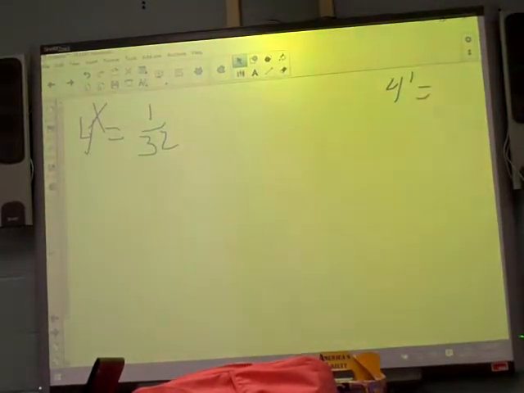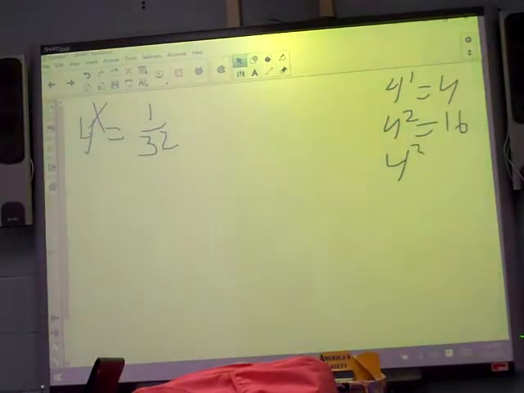We know 4 to the first is 4, so that would work on the first one. 4 squared is 16. 4 cubed is 64. I didn't get a 32 in there. Okay, so good idea. I like it. But we got to try something else. 2? Higher than 4? It could be, but let's look at what Aaron suggested.